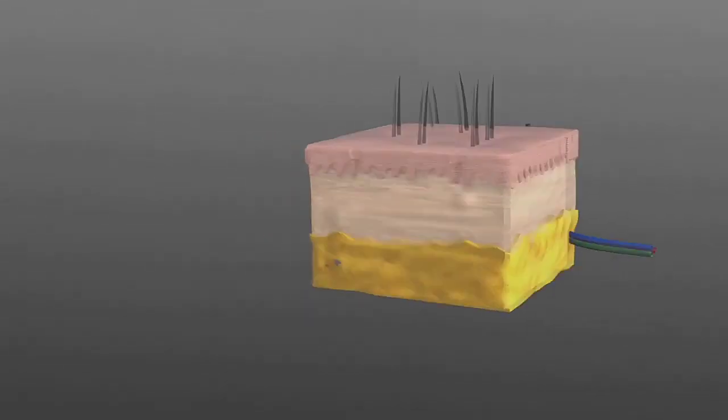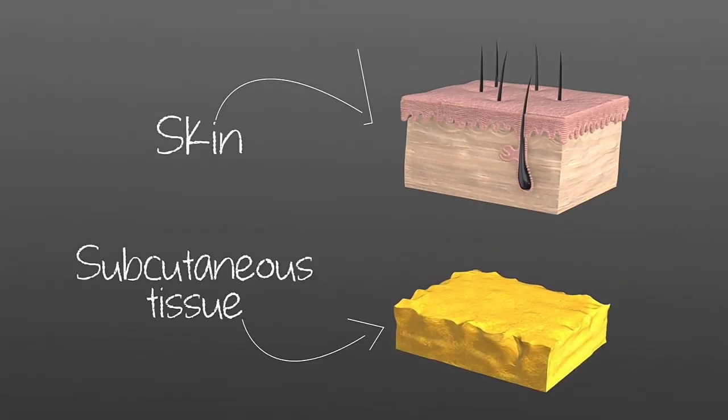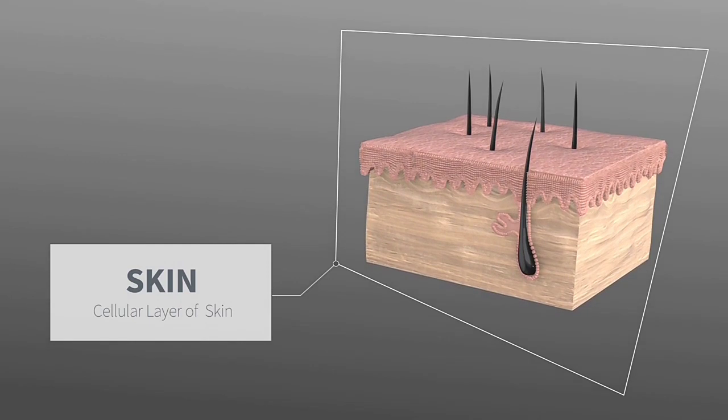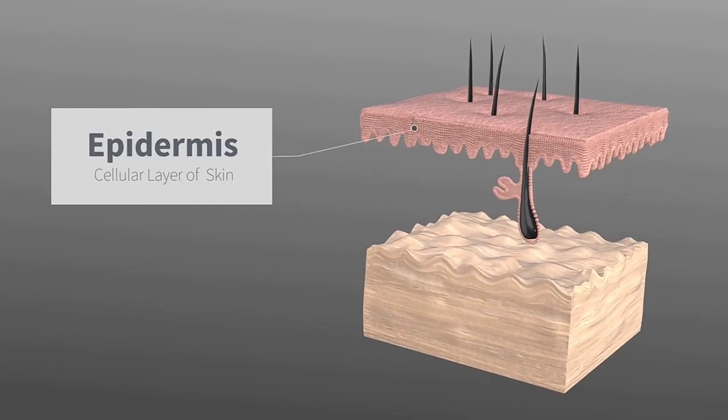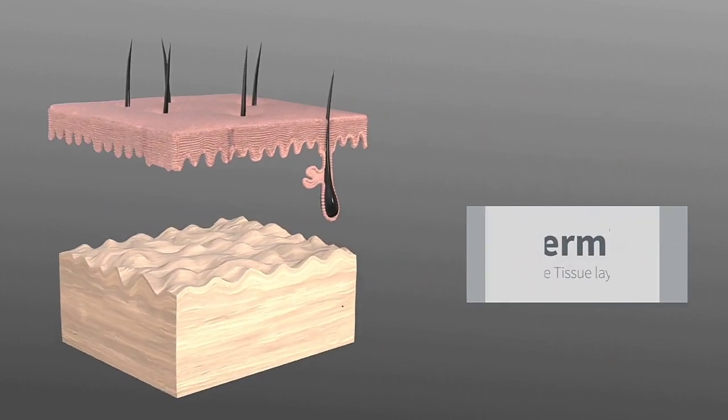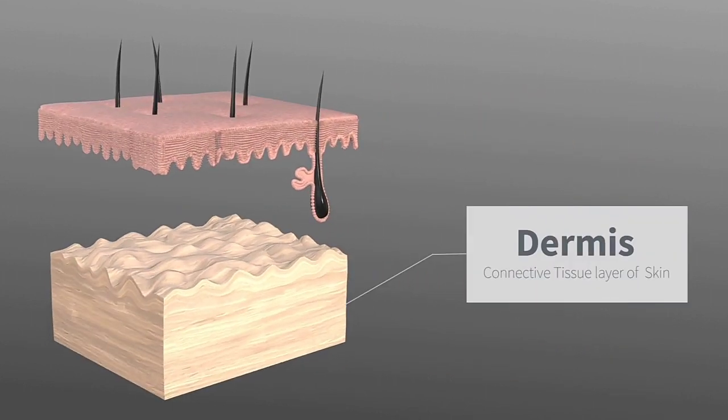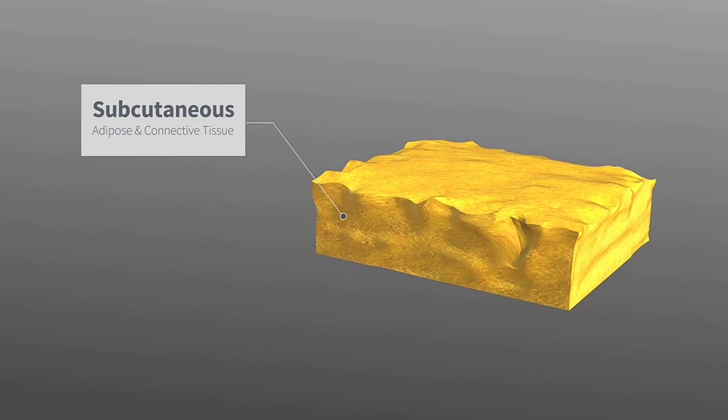The major components of the integumentary system are the skin and the subcutaneous tissue. The skin consists of two layers. The epidermis, which is the superficial cellular layer of the skin, and the dermis, which is the deep connective tissue layer of the skin. The subcutaneous tissue, also known as the superficial fascia or hypodermis, is the connective tissue layer.